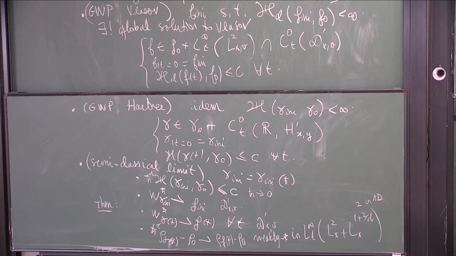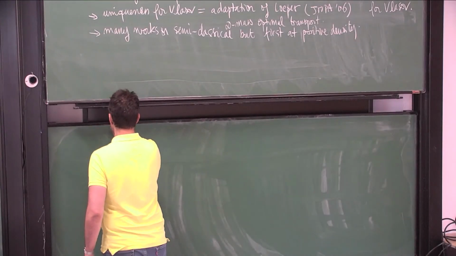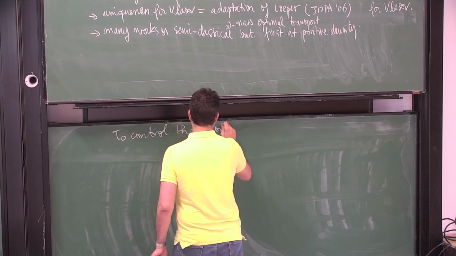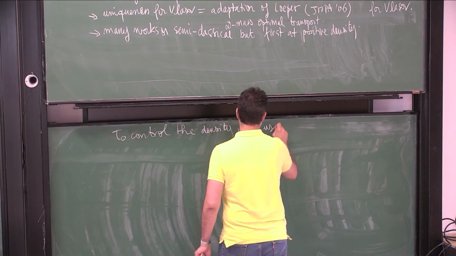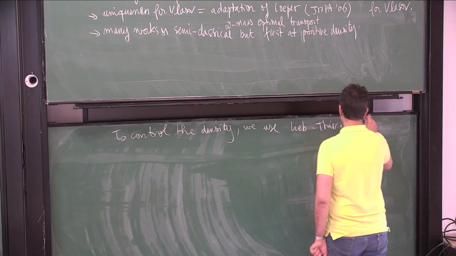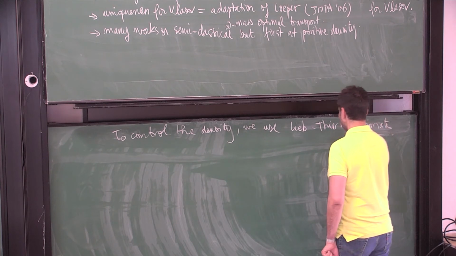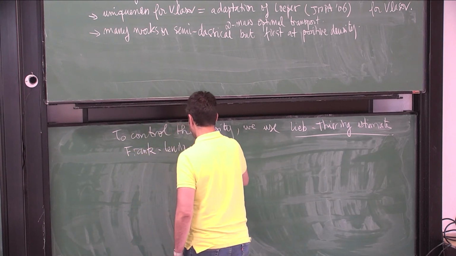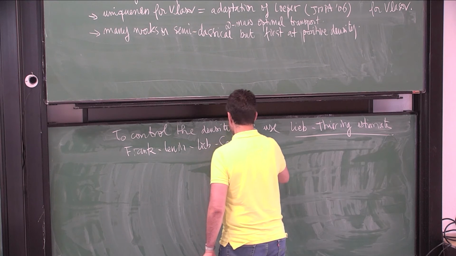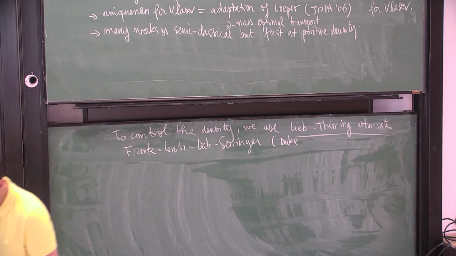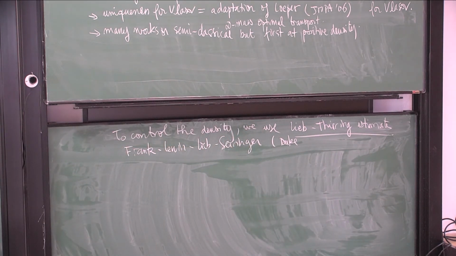Okay, so to control the density, we use Lieb-Thirring estimates, which are again due to Rupert. And this was due 2013.